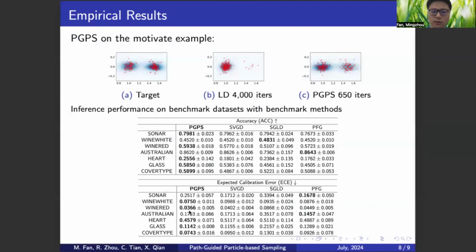And to better show the performance of our PGPS, we use the previously mentioned example here. You can see that PGPS achieves much better performance in about 650 iterations, while Langevin dynamics performed much worse in 4,000 iterations. And we further demonstrated the inference performance for a Bayesian neural network on the UCI datasets. It can be observed that in most of the datasets, our PGPS method achieves better performance in both accuracy and the calibration error, demonstrating the uncertainty quantification quality.